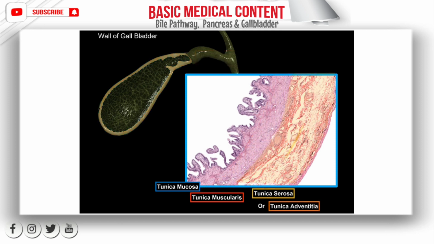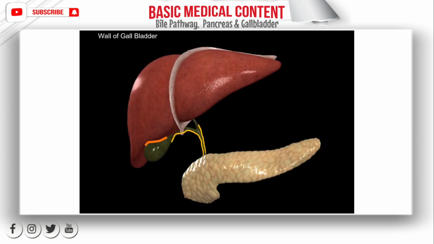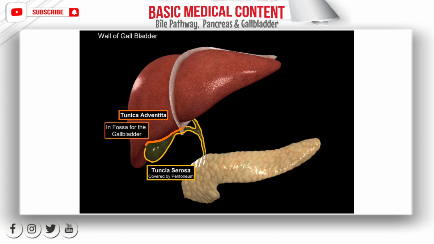Alright, and then the outer layer, we call this the tunica serosa or tunica adventitia. If you remember the differences, the tunica adventitia is only a connective tissue covering, while the tunica serosa is a slippery surface of serous membrane formed by the peritoneum. So if you look at the bile pathway anteriorly, this is how the coverings are distributed. The only part covered by the tunica adventitia is in orange here, which lies in the fossa for the gallbladder. The rest of the gallbladder is covered by the peritoneum and therefore has the name tunica serosa.